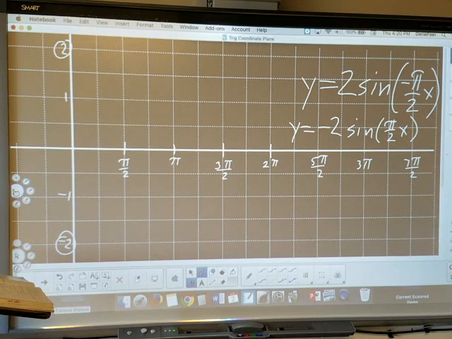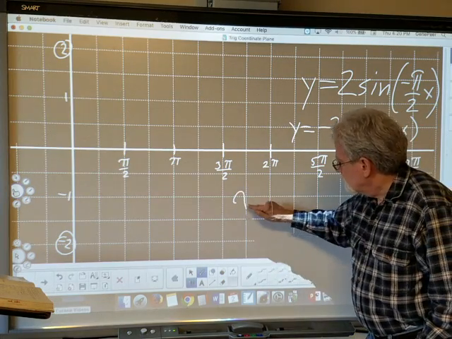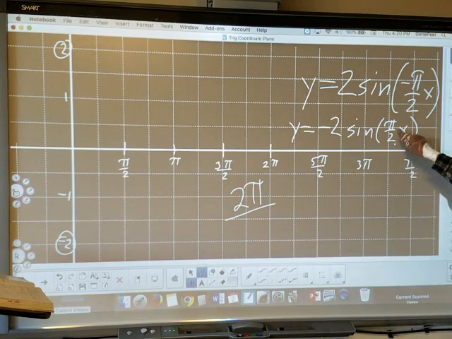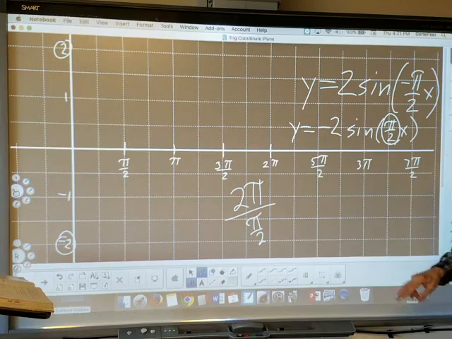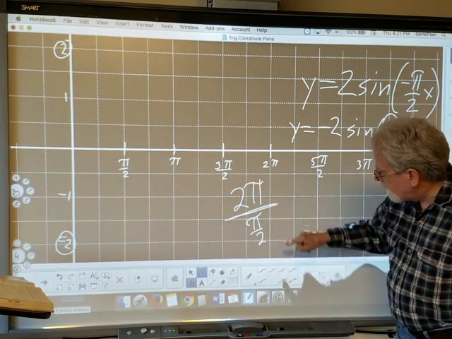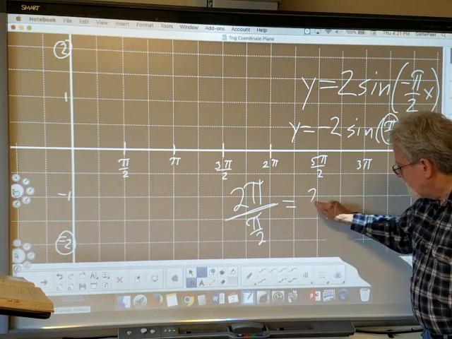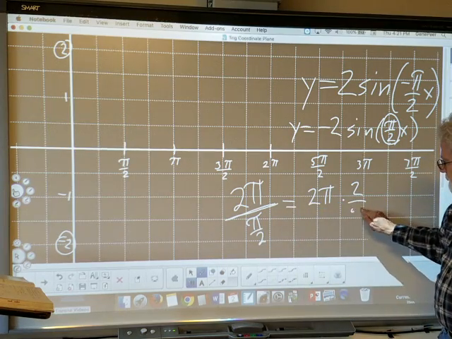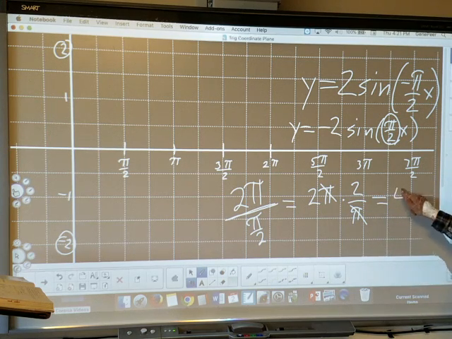Now, what about this? We need to know its period. To find the period, we take 2 pi over omega. What's omega? Omega is the coefficient of x. Omega is pi over 2. Pi over 2. Ooh, that's ugly. No, come on. You've been doing this since you were little people. How do you divide by a fraction? Yeah, you multiply by the reciprocal. This becomes 2 pi times 2 over pi instead of pi over 2. The pi's cancel. We have a period of 4.